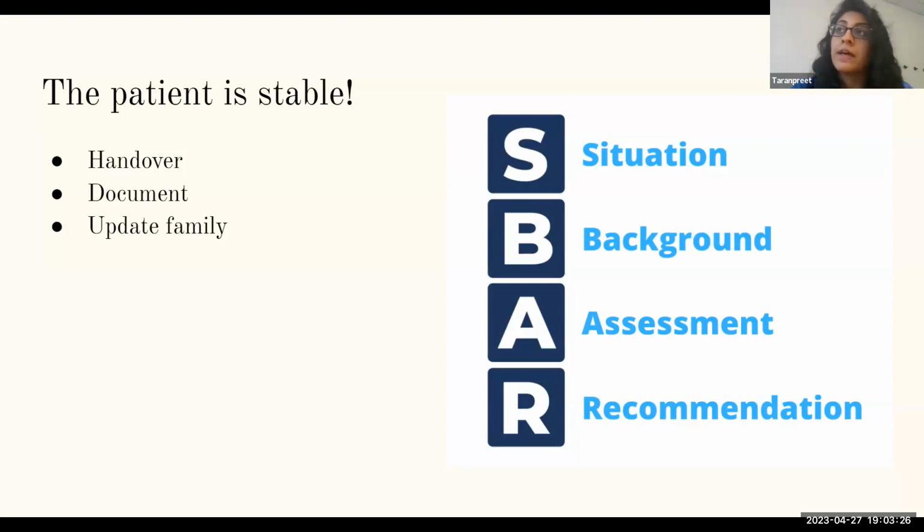Updating family is something that I think as juniors we often forget about, because it's technically not a medical job, but it is your responsibility to make sure that the patient's relatives are aware if there has been an acute change or an acute deterioration in their status, especially if they were considering taking them home.